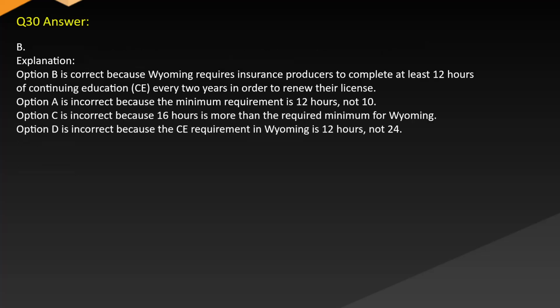Answer B. Explanation. Option B is correct because Wyoming requires insurance producers to complete at least 12 hours of continuing education (CE) every 2 years in order to renew their license. Option A is incorrect because the minimum requirement is 12 hours, not 10. Option C is incorrect because 16 hours is more than the required minimum for Wyoming. Option D is incorrect because the CE requirement in Wyoming is 12 hours, not 24.